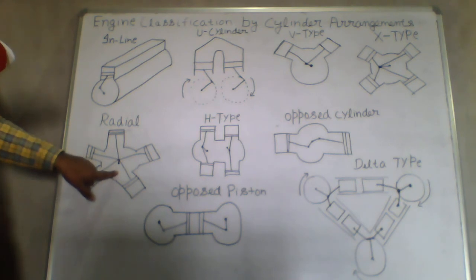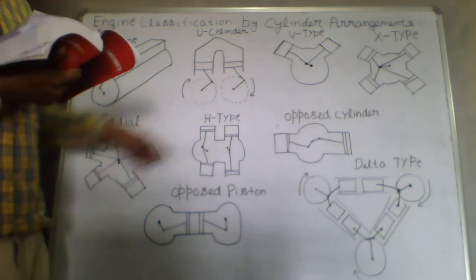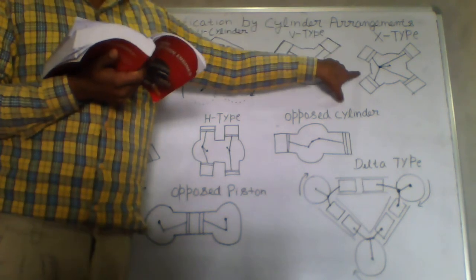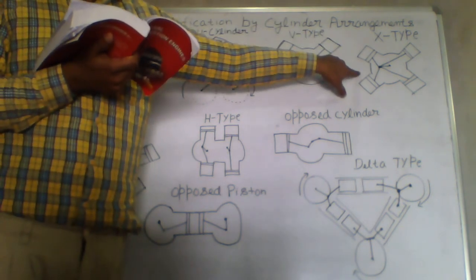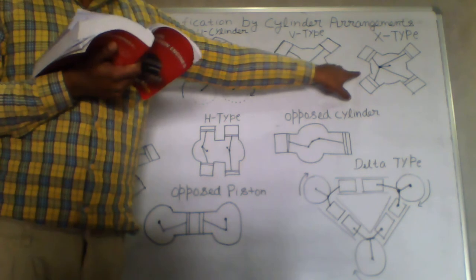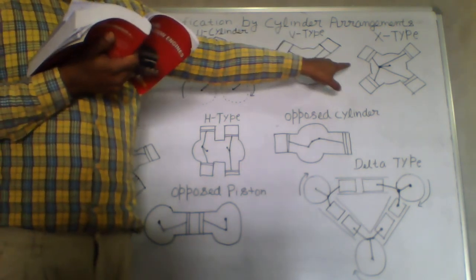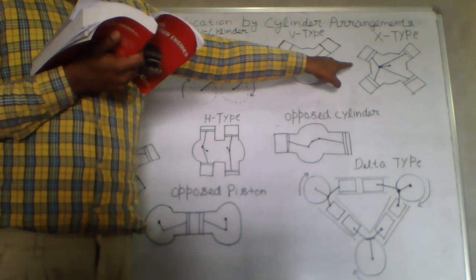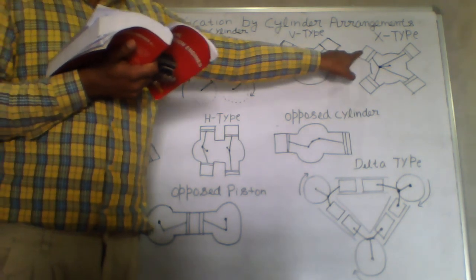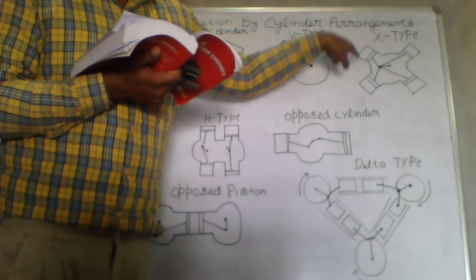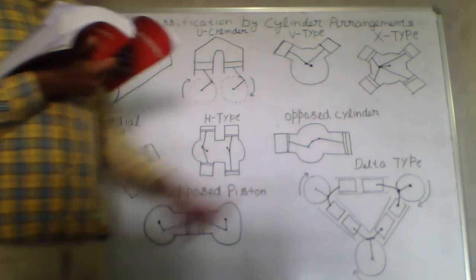The next is the X-type engine. This is your X-type engine. The X design is a variation of the V-type. We have developed this design from the V-type. It has 4 banks of cylinders attached to a single crankshaft. So you can see 4 banks of cylinders attached to a single crankshaft.